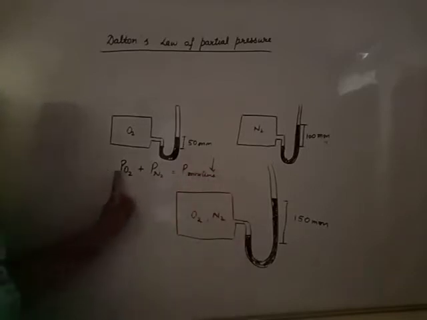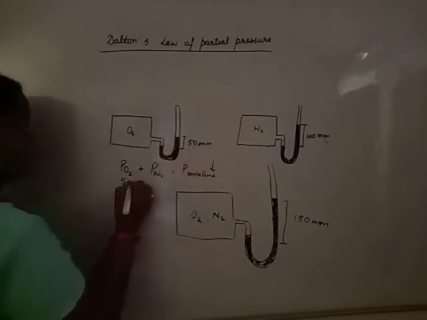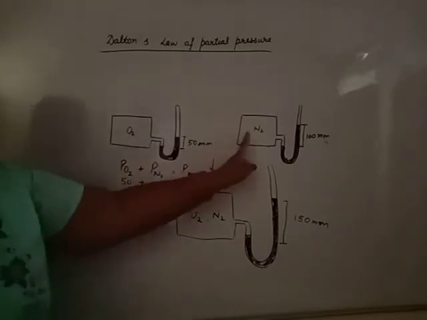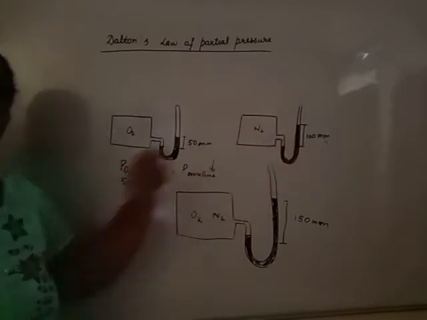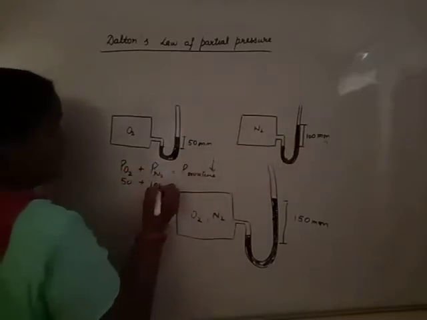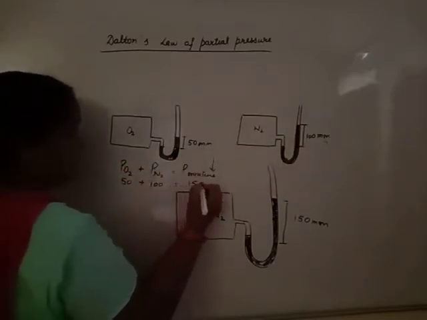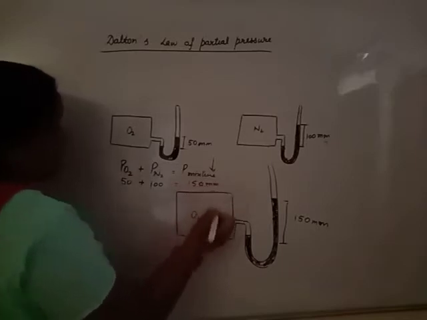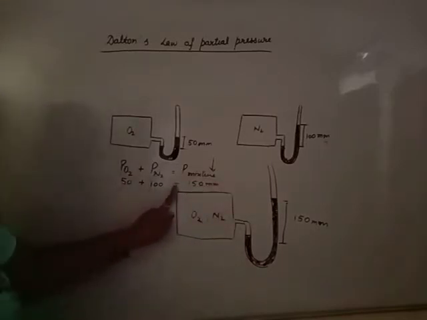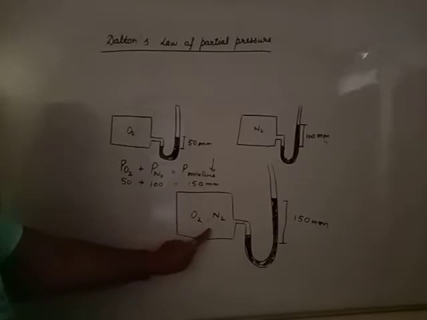Beta, what is the pressure exerted by oxygen? That is 50 mm of Hg. What is the pressure exerted by nitrogen? It is 100 mm of Hg. Then the total is 150 mm of Hg. That we have proved experimentally.